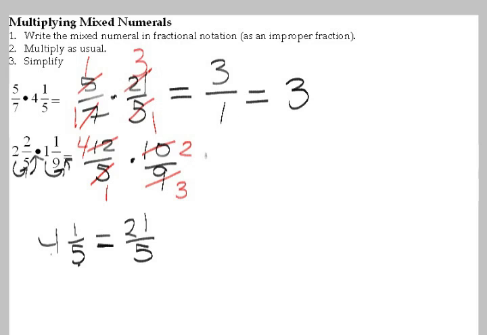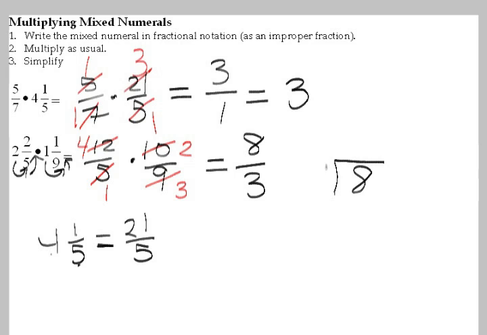So then we need to multiply numerators across the top. 4 times 2 is 8, and denominators across the bottom. 1 times 3 is 3. So we get 8/3. And this needs to be simplified. In this case, it is an improper fraction, so we need to convert it to a mixed number by dividing.